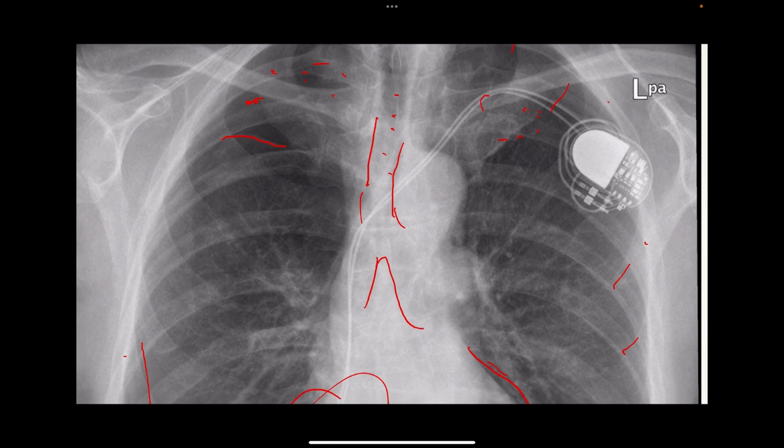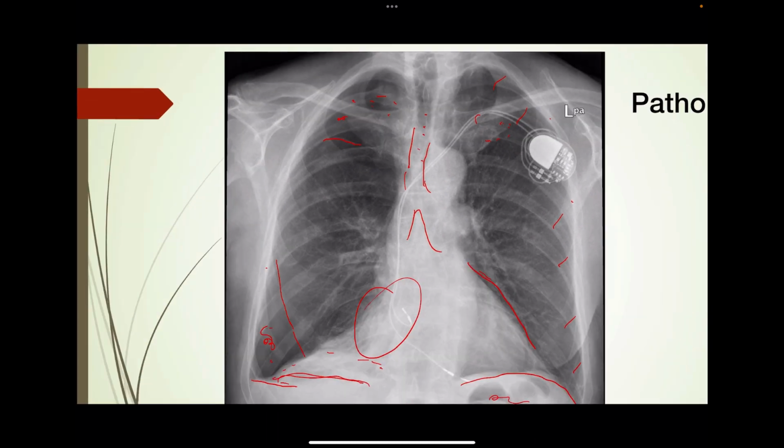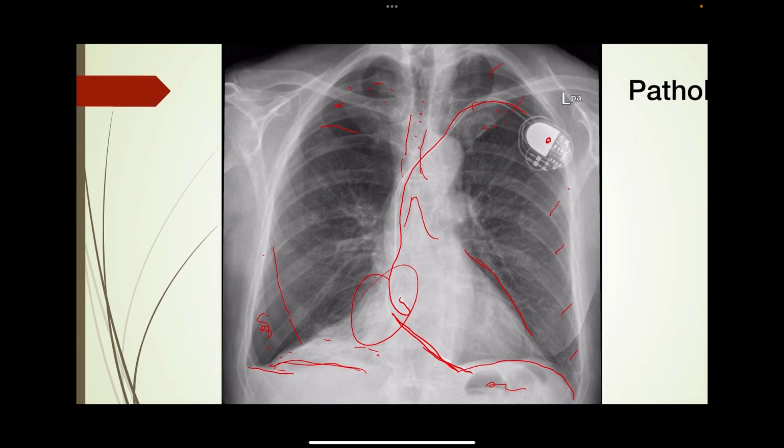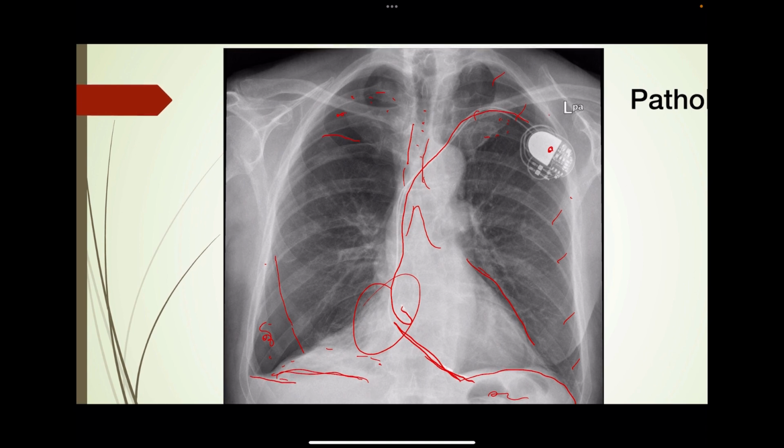And of course we have a pacemaker here. And the pacemaker leads coming down here, one ending in the right atrium and the other coming down here. So, yep, I would read that as pneumothorax.